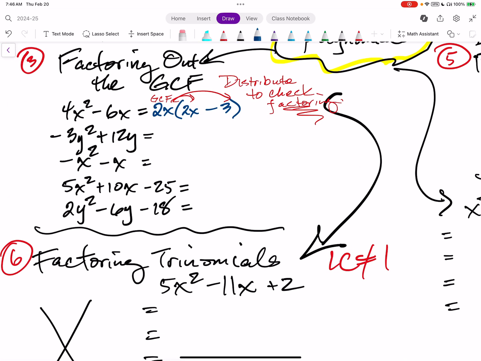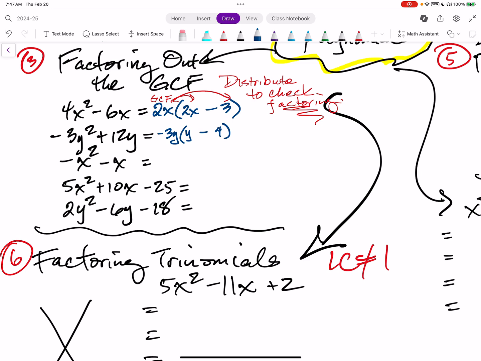I know that 3 is a factor of 3 and 12. If the small number is a factor of the big number, then that becomes the GCF. It's negative though, so I'm going to factor out the negative 3. I know that y is a factor of y squared, so I need to factor out the y as well. So negative 3y times y gives you the first term, negative 3y squared, and negative 3y times a negative 4 will give you your positive 12y squared. So distribute back through to check your work.